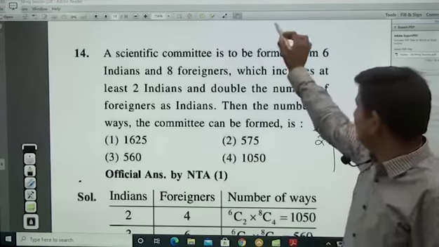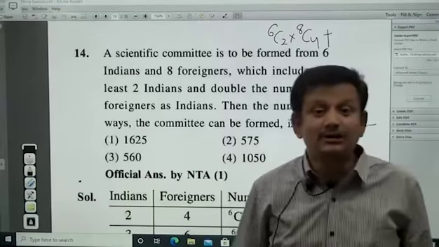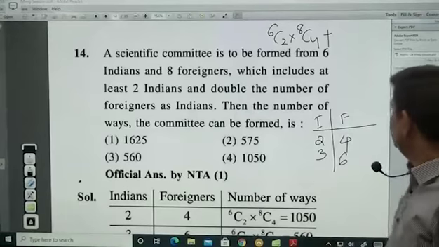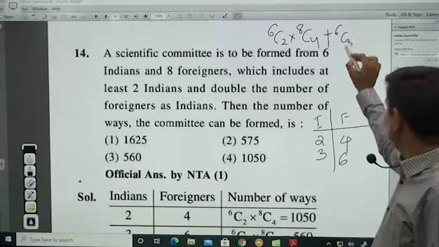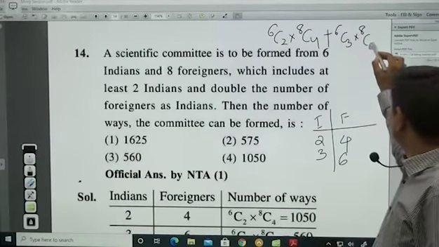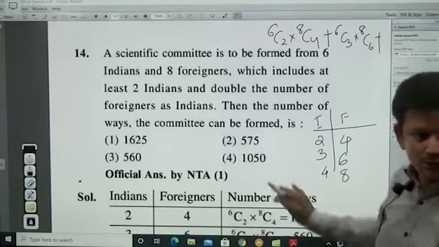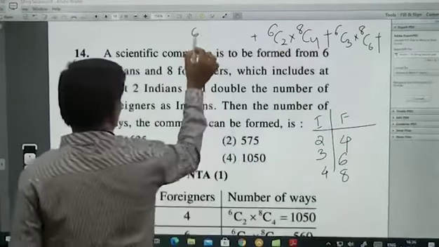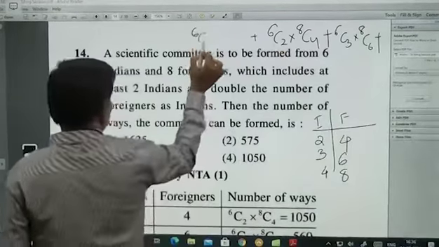Or you may have 3 Indians. In case you have 3 Indians, how many foreigners will be there? 6. So 6C3 into 8C6. Or 4 Indians, 8 foreigners. Only 8 foreigners are left, so no other case is possible. This is the last thing which we have to write: 6C4 into 8C8, which is 1. You need not even write that. That will be your answer.